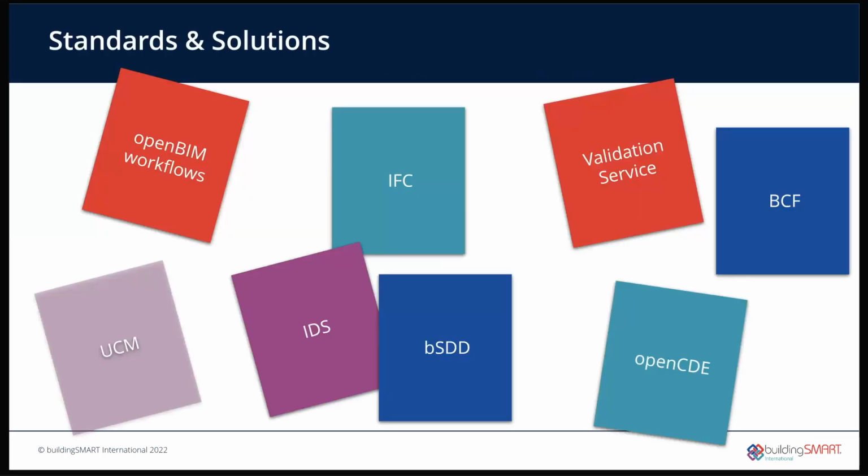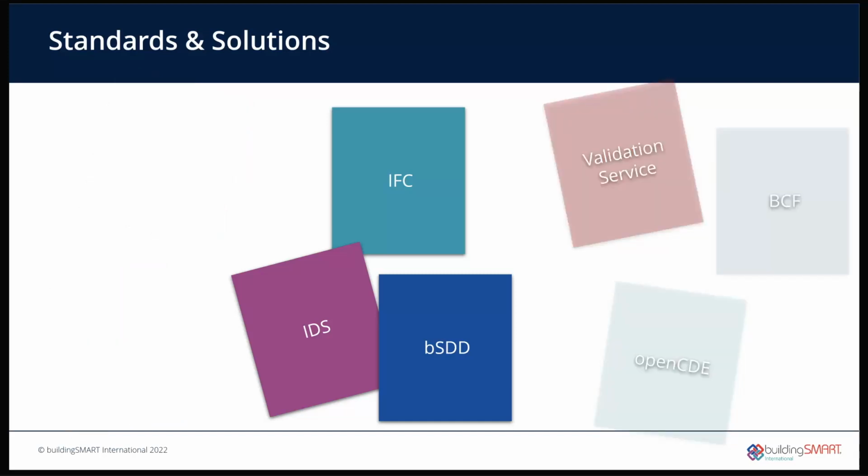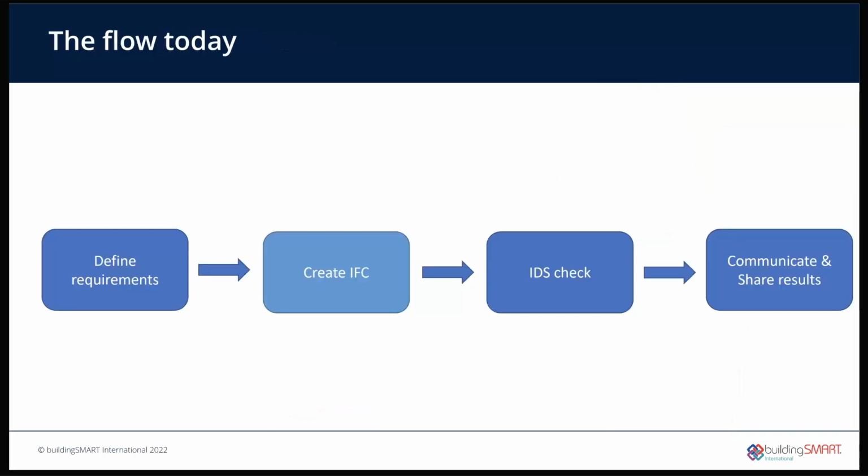So to dive in, we have a lot of these different abbreviations and standards and services, and what we're trying to focus on today are these. The IDS, Information Delivery Specification, IFC, Industry Foundation Classes, and the BSDD, the buildingSMART Data Dictionary. We're also touching a little bit on the validation service, the open CDE standards for communicating between different tools, interfacing, and the BIM collaboration format, but the main focus is on IDS, IFC, and BSDD. And the way they interact is in this workflow.